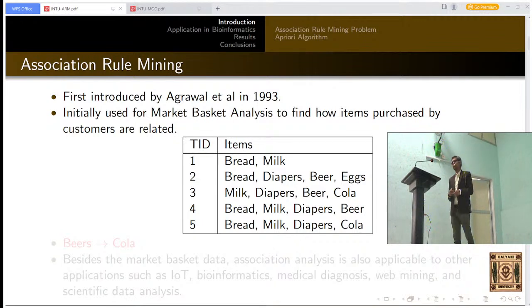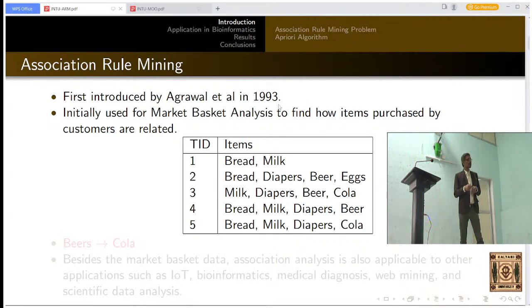Now what it means is, suppose you have gone to a supermarket like Spencer or Big Bazaar, you enter the market, take a basket, and then go around the market, pick up the items and put them in the basket, and then finally come out to the counter, pay and go away. So whatever items you are putting in the basket, that is what we call a transaction. A transaction means what items have been purchased by a particular customer in a particular transaction.